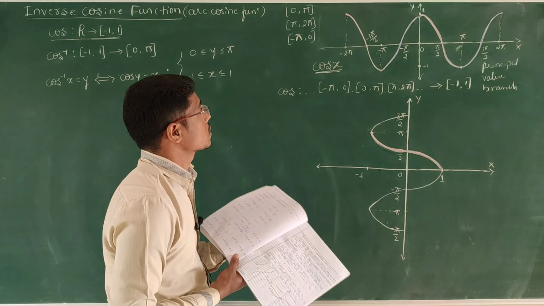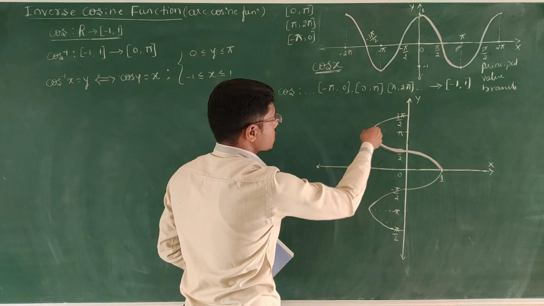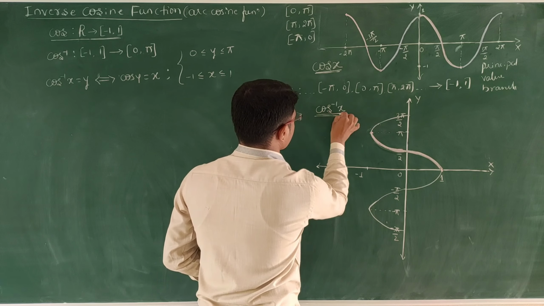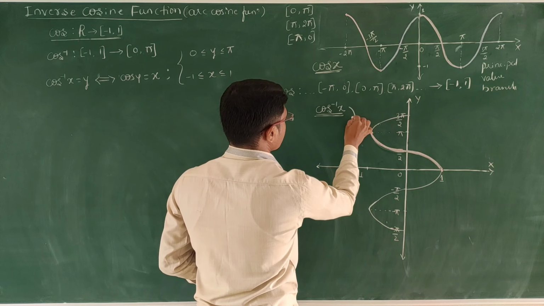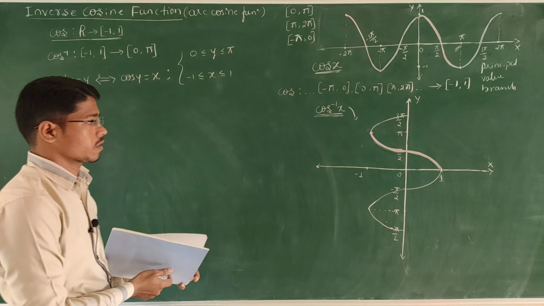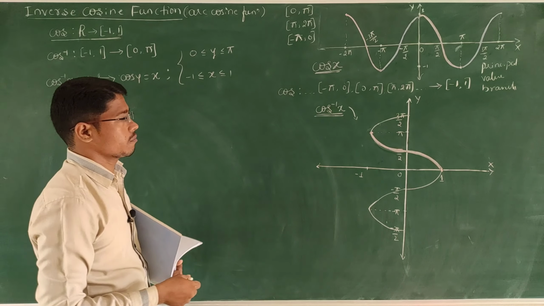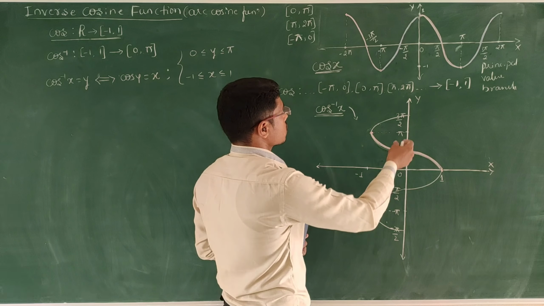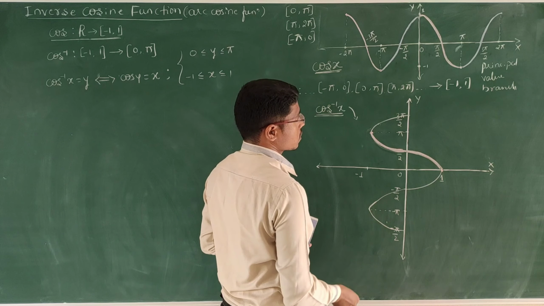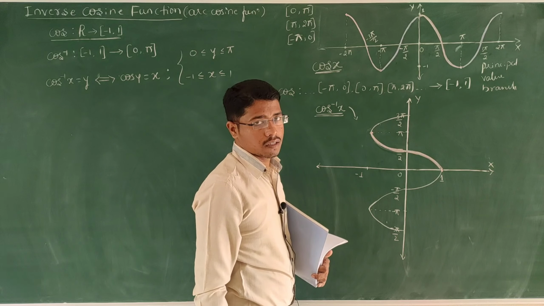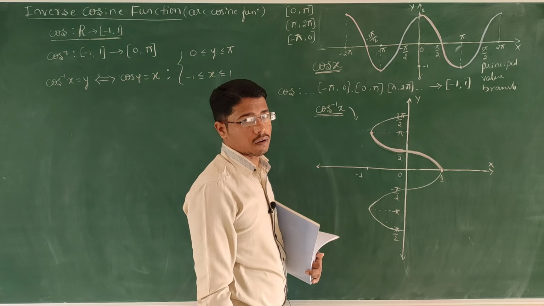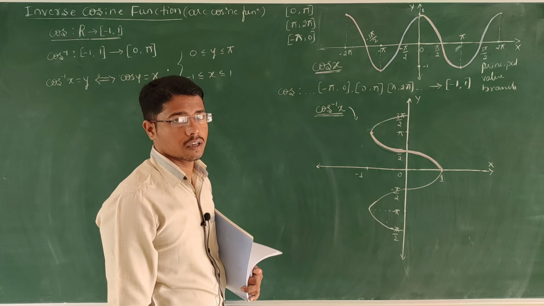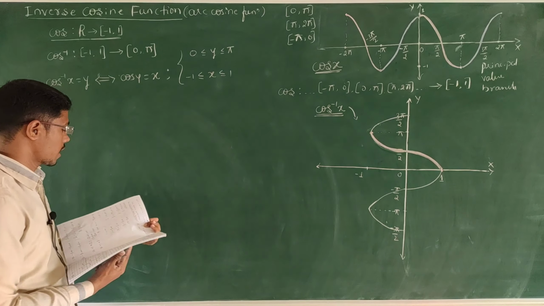This is the graph of cos x and this is the graph of cos inverse x. So here also the same thing happens as with the sine function. If we draw both the cos and cos inverse graphs on the same axis, we will get a mirror image with respect to the straight line y equals x. Right, now see the examples.